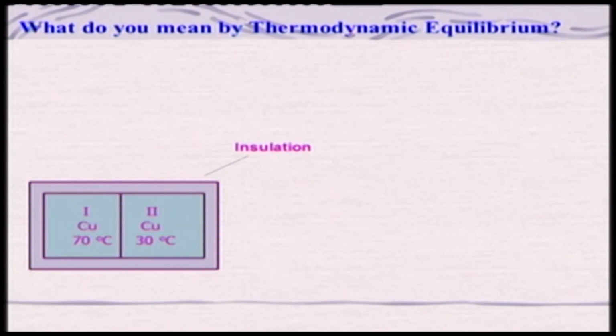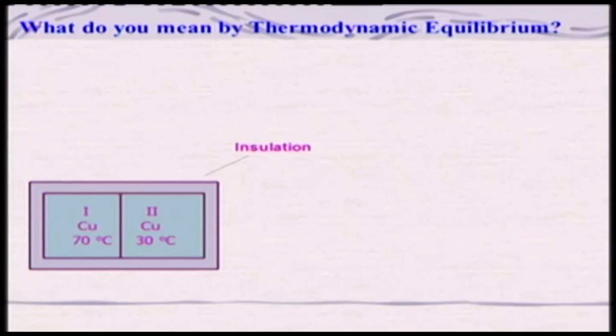Let us take an example. We take a copper block, copper 1, at 0 degrees Celsius, with a partition, and another copper block at 30 degrees Celsius. Both are separated such that no heat transfer takes place, although the temperature gradient is there. One is at higher temperature, the other at lower temperature. Now, I will remove this partition, and both come in contact. You can assume the partition is very, very thin.